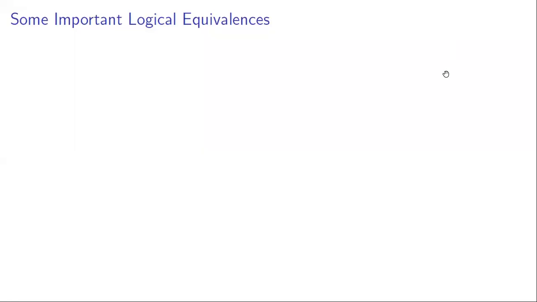Now, there are some important logical equivalences that are used frequently. These are rules about logic, rules about what things are equal to other things. The contrapositive law is a very important one. We will use it a lot next week.